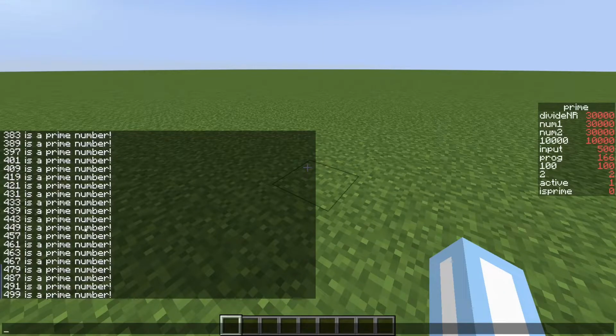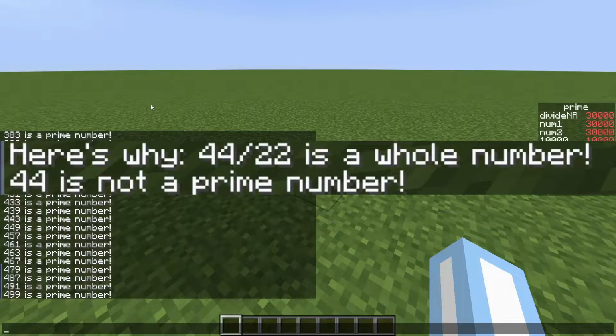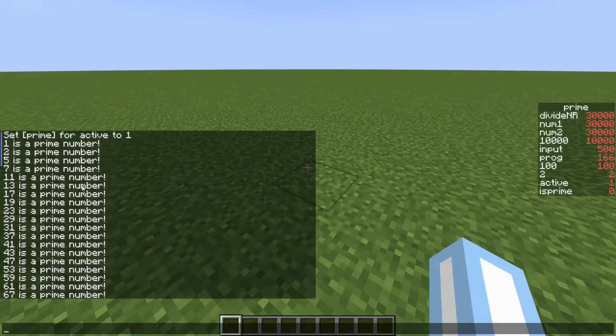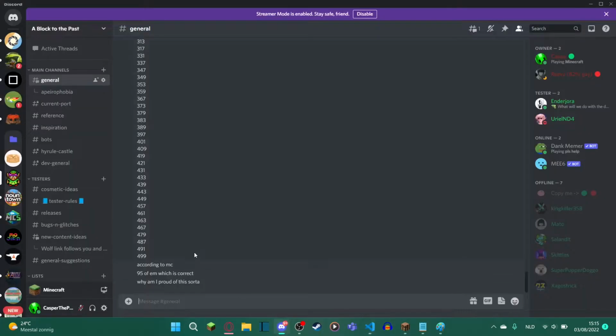I could make it display the ones that aren't prime numbers, but that's just stupid. And I could also make it display why it isn't a prime number. Like, it shows a little division, for example, 500 isn't a prime number because 500 divided by 250 is 2, if you want. So this is the entire list, but we're going to open it in Discord here.